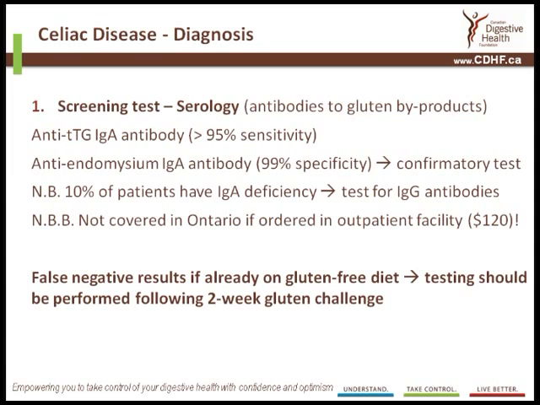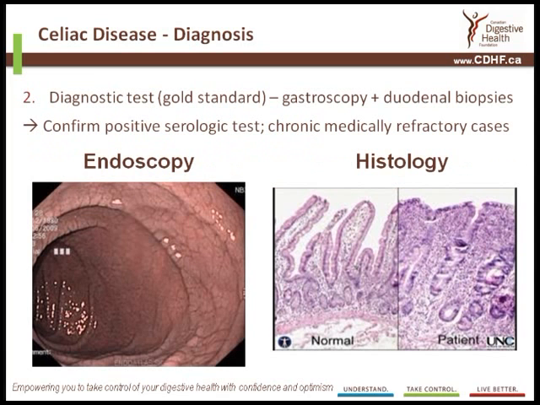Importantly, from a practical standpoint, these tests, at least in Ontario, are not covered. And so if they're ordered in an outpatient facility, in fact, the expense is borne by the patient. These tests cost about $120. If you want to circumvent that, have it ordered in a hospital facility, and you can get your lab test for free.